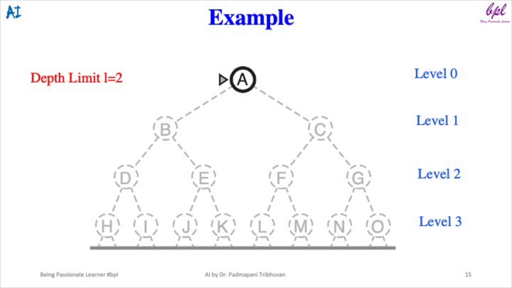If we consider the same search space and depth limit 2, A is the initial state, but now we will consider H as the goal state. In this case, the depth-limited search algorithm will not reach goal state H because H is at level 3 and the depth limit is set to level 2. So, depth-limited search won't be able to reach the goal state.